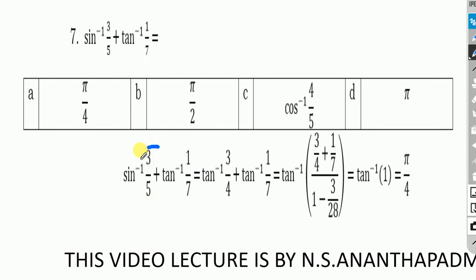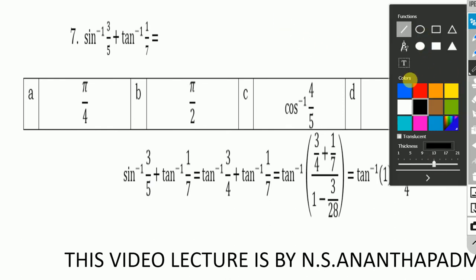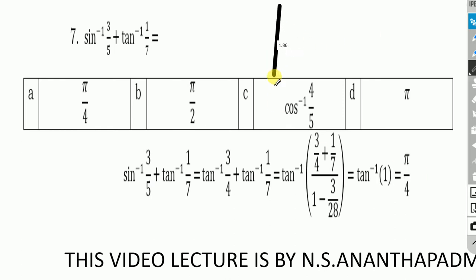Let us convert this ratio sine inverse of 3 by 5 to tan using the trigonometric ratios. So I can draw a triangle like this. Let me mark this sine inverse of 3 by 5. So sine inverse of 3 by 5 is equal to, I can take it as theta or alpha.